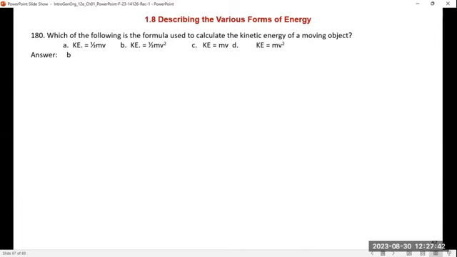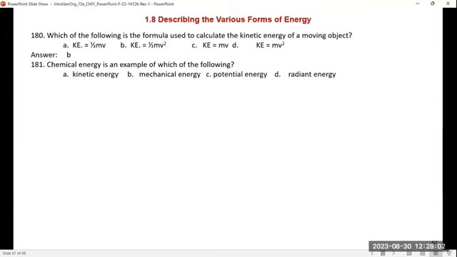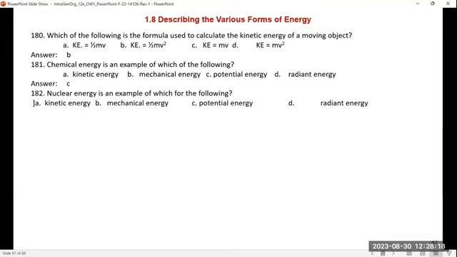Chemical energy is an example of which of the following? What is chemical energy? Is it kinetic or potential? We talked about nuclear energy and chemical energy being potential energies. Chemical energy is associated with electron bonds. Nuclear energy is associated with bonding in the nucleus. Therefore, chemical energy is a potential energy. Nuclear energy is also potential energy associated with the nucleus.